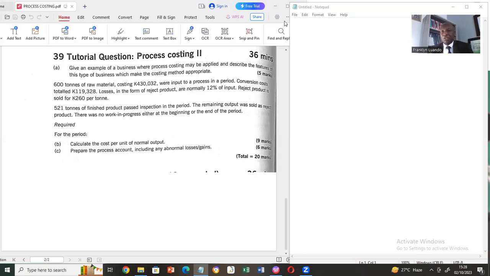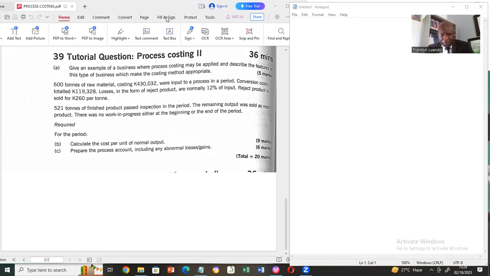So today we'll look at the normal loss, abnormal loss, and the process account. So we'll also look at the definition of process costing. So we can say process costing is a costing system that is applied where the input, that is the raw materials, pass through a number of sequential processes before they are finished or completed into finished products.